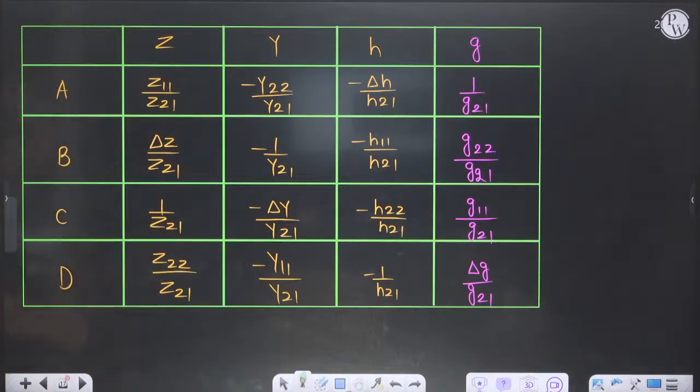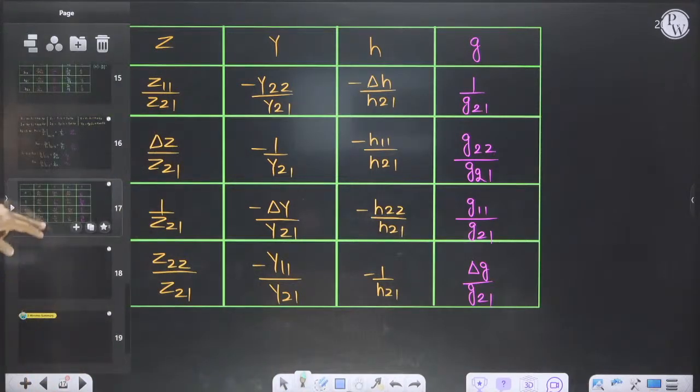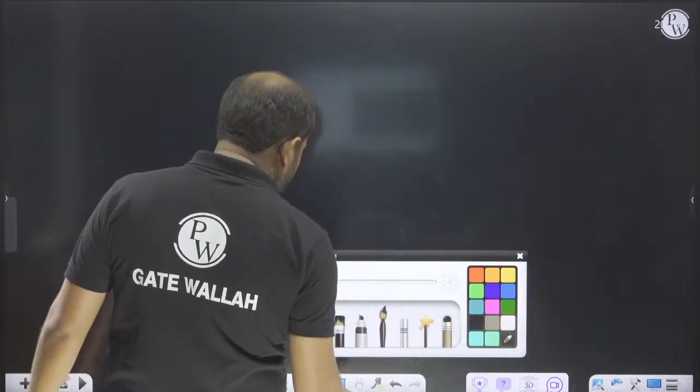So it is very, very easy, but you have to think. If you think, then you will solve this. If you don't think, then you cannot solve this. So for that you have to think.